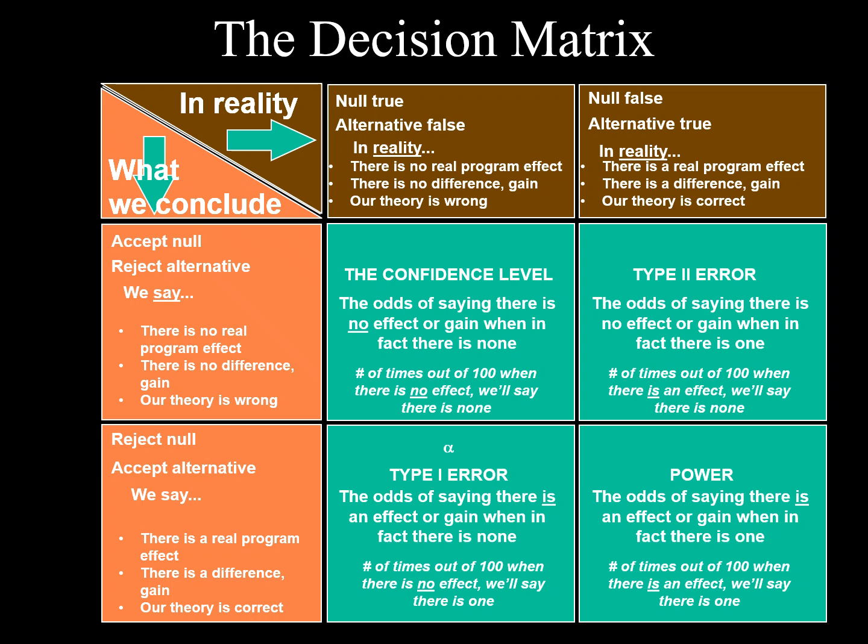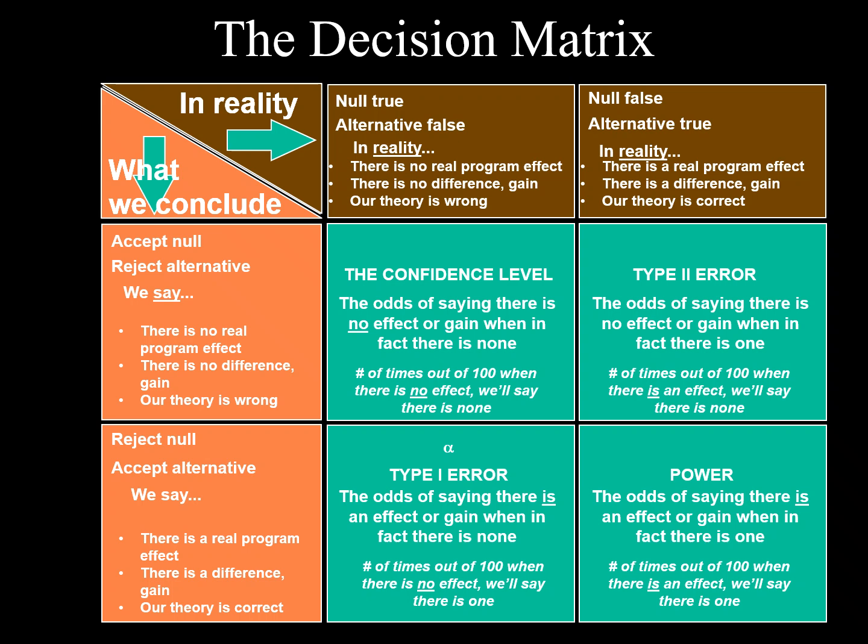Now, the two other possibilities do have names as well. So, for example, we have the type 1 and type 2 error. What happens when we reject the null hypothesis? We say there's no effect, and we were right. That's confidence. The odds of saying there is no effect when in fact there is none. So basically, this is where we start getting into a little bit about rigor, how rigorous a study is. And finally, there's power. The odds of saying there is an effect or gain when in fact there is one. So basically, we often talk about making a rigorous but powerful study.